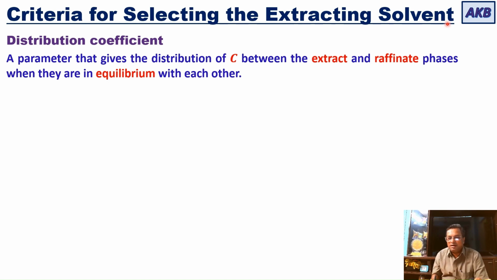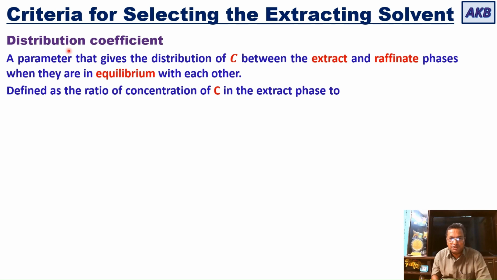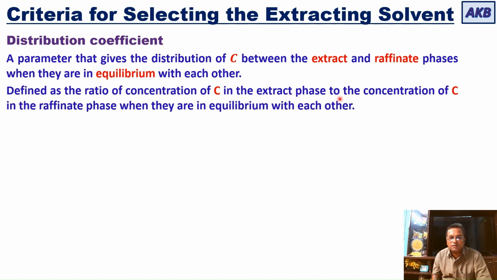Now we again are talking about a situation where extraction has taken place, and extract and raffinate phases are obtained and they are in equilibrium with each other. So at equilibrium, how solute C is distributed between the two phases, extract and raffinate, is given by a parameter, and we call that parameter the distribution coefficient. Let us first know the definition. The distribution coefficient is defined as the ratio of the concentration of C in the extract phase to the concentration of C in the raffinate phase when they are in equilibrium with each other. We are taking the ratio of concentrations in the two phases when they are in equilibrium.